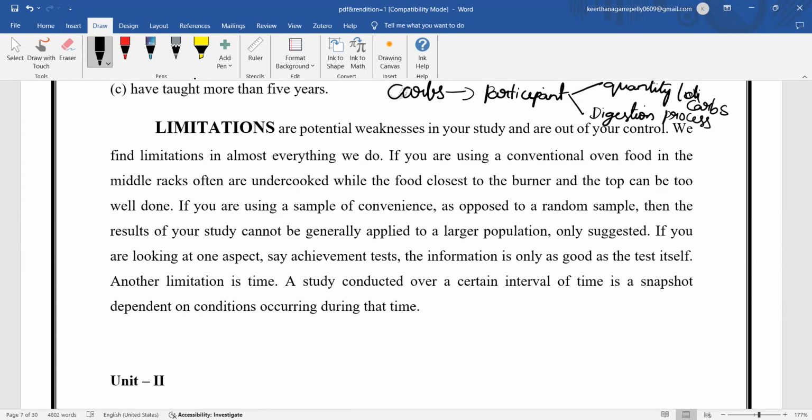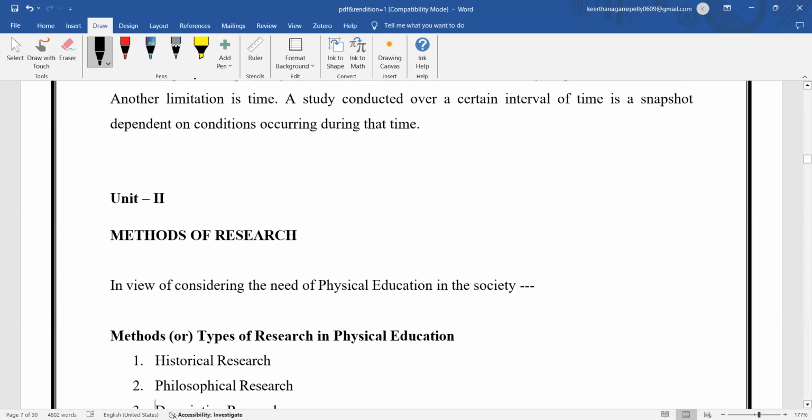You will never know how fast or quick a person can digest any particular nutrient, particularly carbohydrates. Digestion is very different from one person to another. For example, if you have 10 participants in the sample, each person's digestion process is very different. So that is considered a limitation of the research study. That is the best example of delimitation and limitation. Okay, now let us continue.